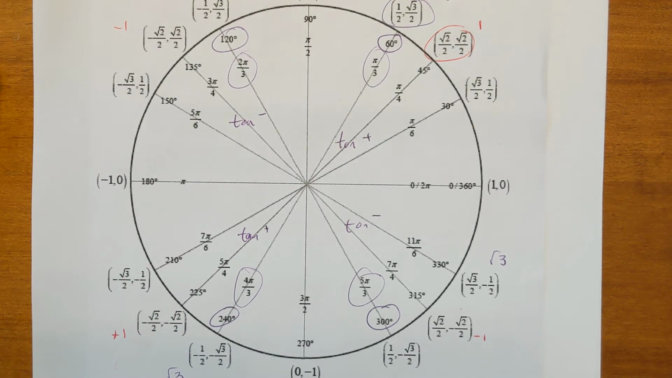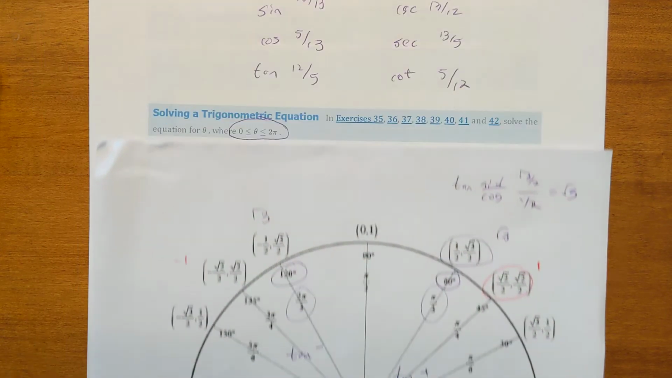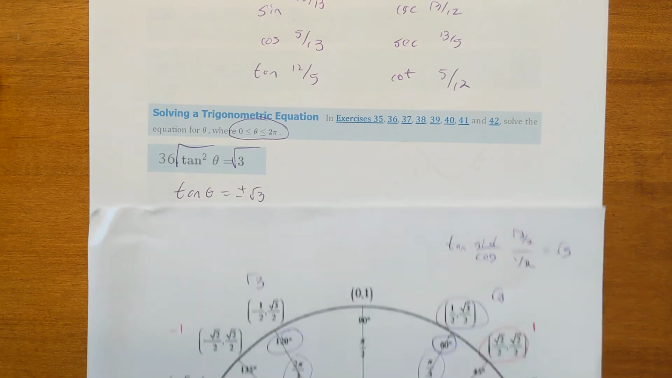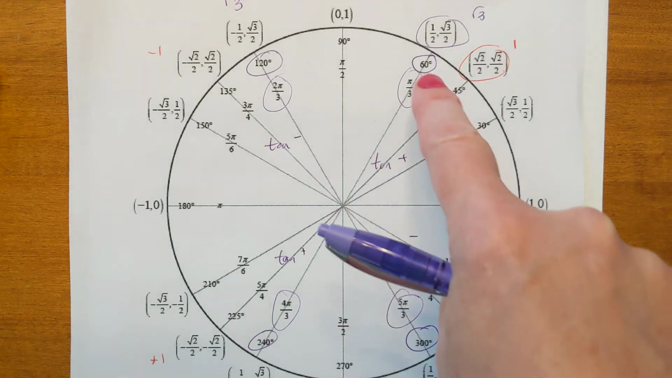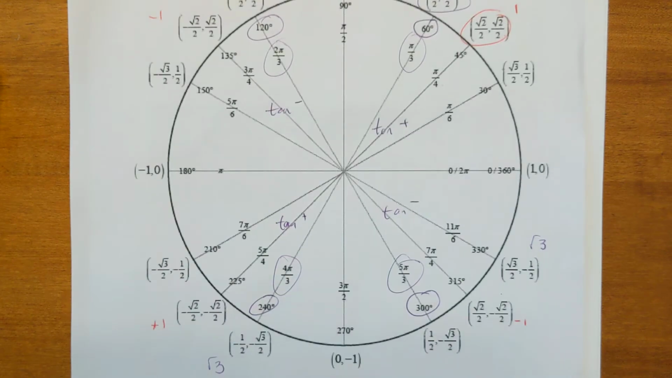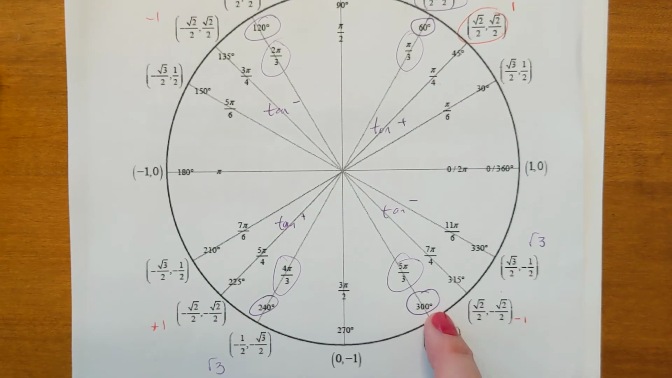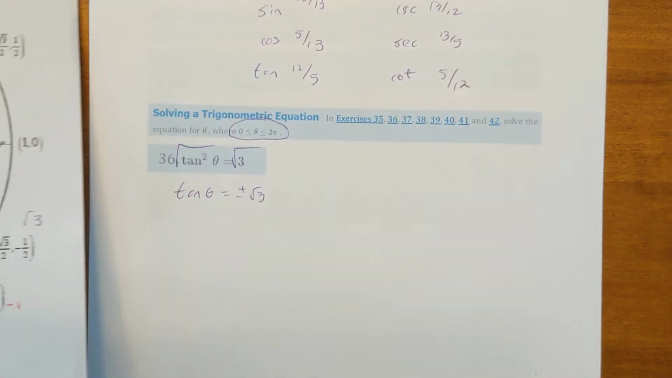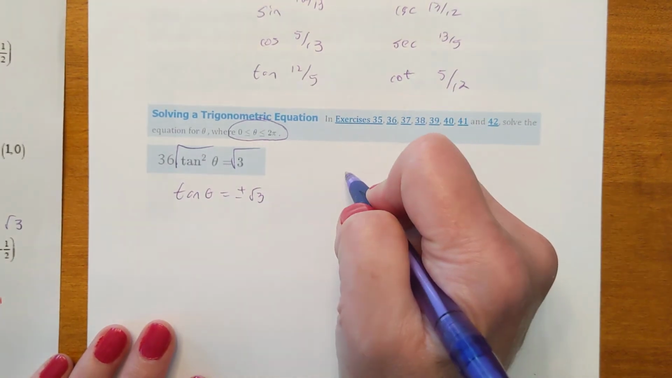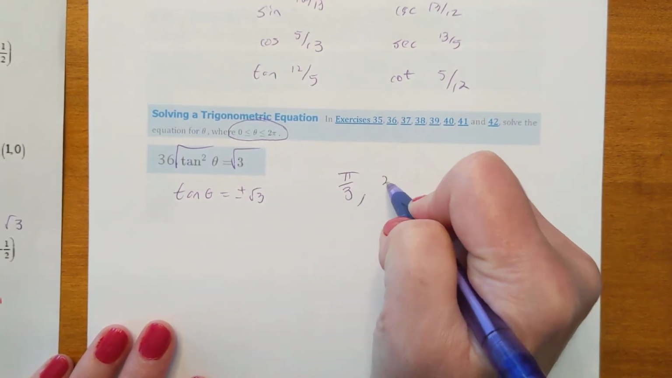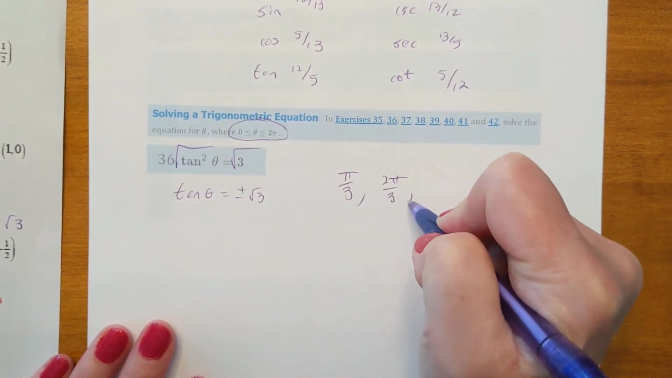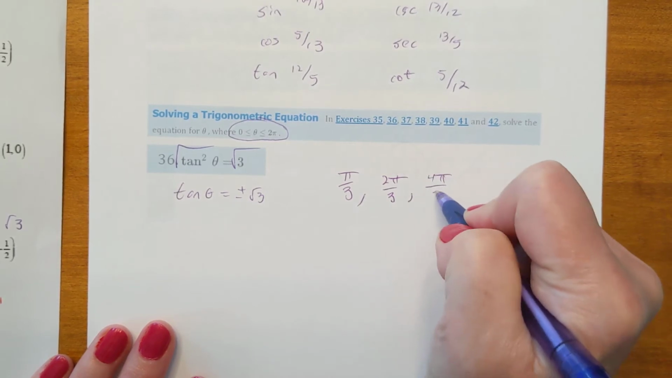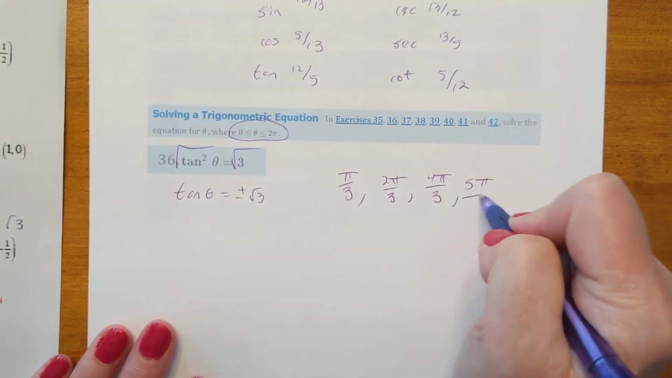All right, so they wanted to know all of them, and we had plus or minus radical 3. So that's going to be all the 60-degree angles: pi over 3, 2 pi over 3, 4 pi over 3, and 5 pi over 3.